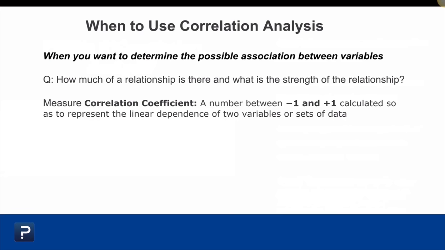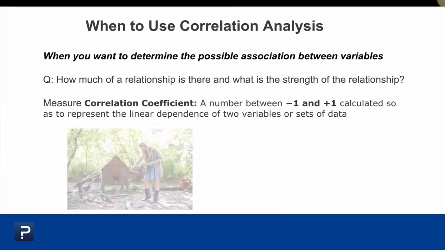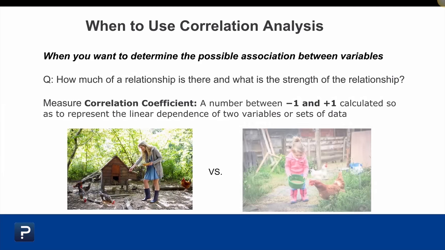Let's talk about when to use correlation analysis. You will want to use correlation analysis when you want to determine the possible association between two variables. Again, that is the definition of what correlation analysis is. So, the question that you'll want to ask is how much of a relationship is there and what is the strength of the relationship?